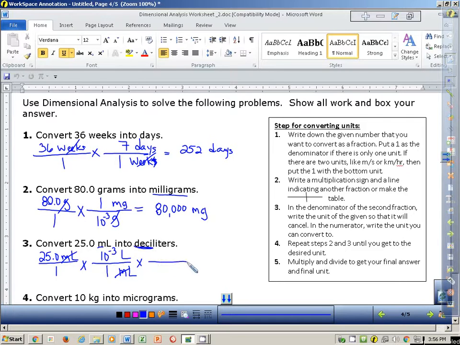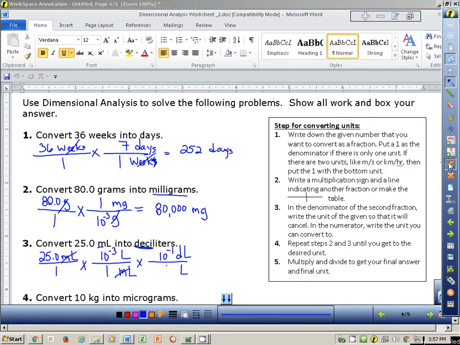So that means I don't stop. I go again. It says repeat steps 2 and 3. Repeat carrying this unit down. Liters is up top, so liters goes on the bottom. We're going to put deci here. Deci means 10 to the negative first. Oh, sorry, I did that wrong. Deci is going to get the 1 because it's the prefix. I make mistakes too. 10 to the negative first will go with liter. Liters cancels. I'm left with deciliters, which is where I want to go.